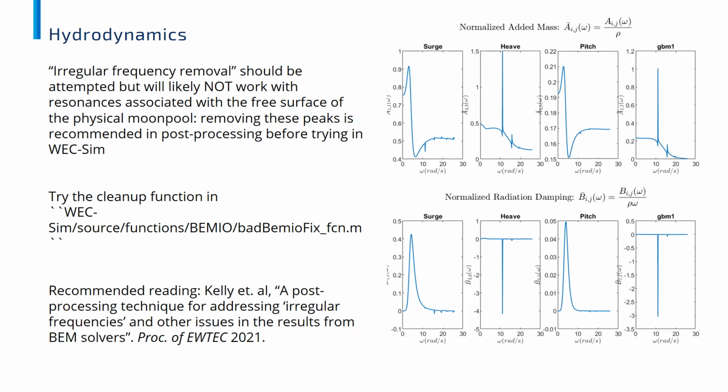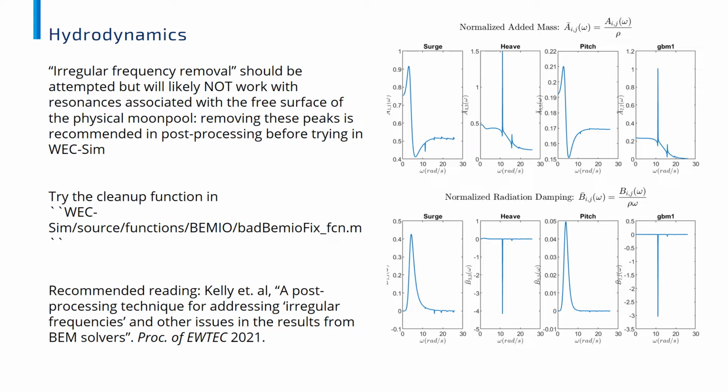So as I mentioned, the irregular frequency removal tools like those in WAMIT are not likely to be able to remove these non-physical resonances from the boundary element method results because, as we've mentioned, these resonances correspond with the physical dimensions of an actual physical free surface that exists within the device. Instead, we've provided a tool, a bad-bemio fix function, found in the directory in the middle of the screen there, and that follows the method of Kelly et al. of BEM Rosetta development fame to some extent.